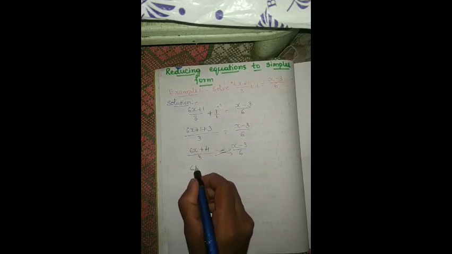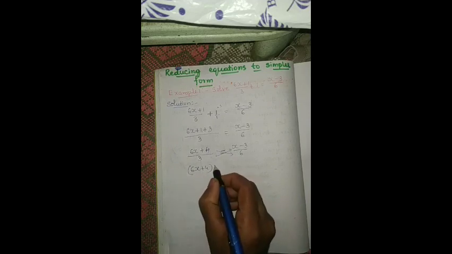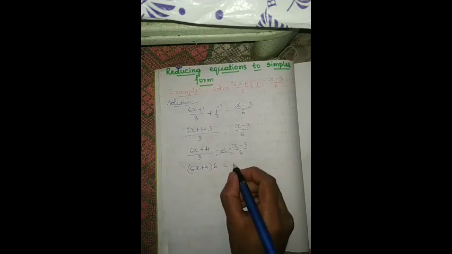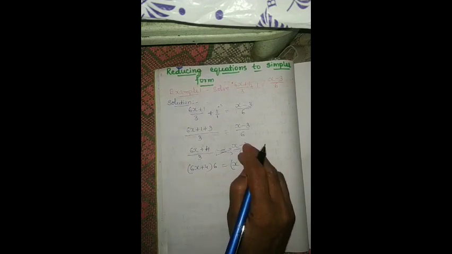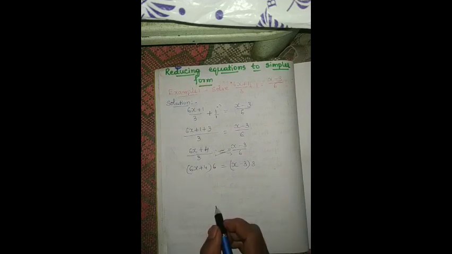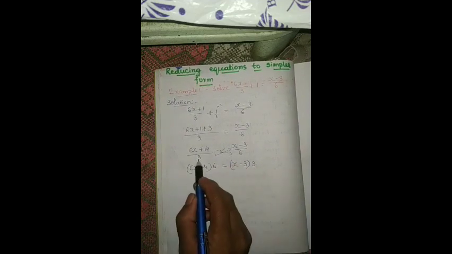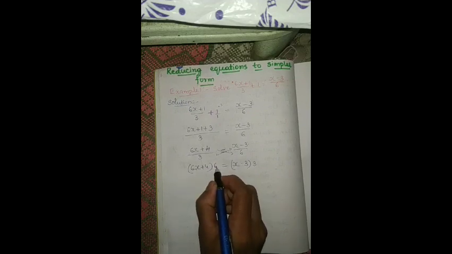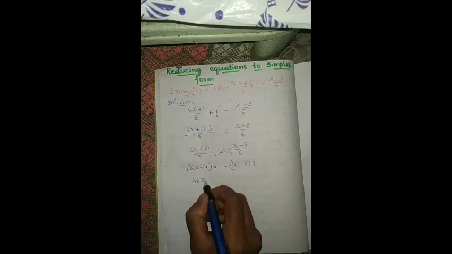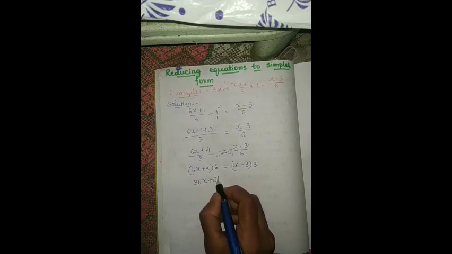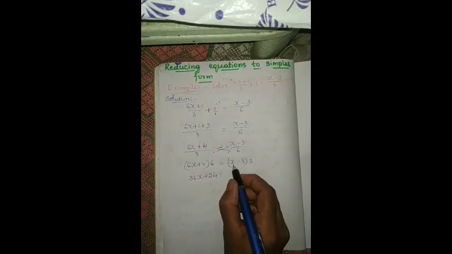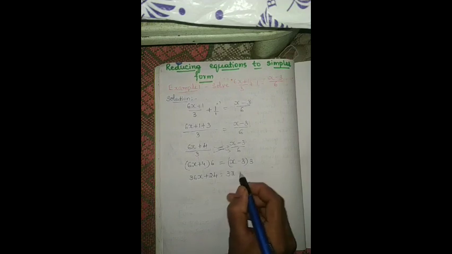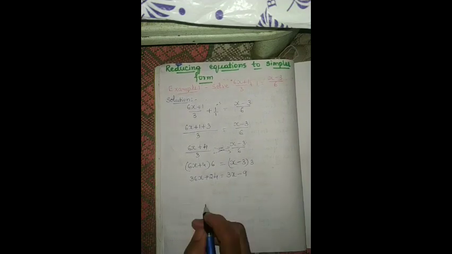How to cross multiply? 6x plus 4 multiplied by 6. Correct, children? 6x plus 4 multiplied by 6 is equal to x minus 3 multiplied by 3. Correct? Now, let us multiply this number by the outside number. 6 sixes are 36x plus 4 sixes are 24. Right? Here, x minus 3 into 3, that is x into 3, 3x minus 3 threes are 9.